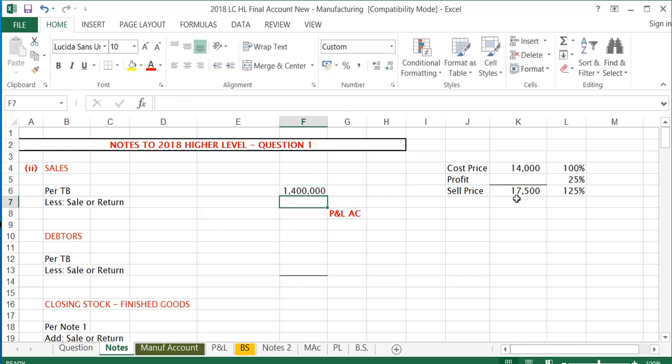So the sales from the trial balance I can see are 1.4 million. And I'm going to take away the sale or return, because that shouldn't be included, of 17,500, which leaves me with 1,382,500. And there's no more changes to sales throughout the question, so that's the figure that will go in the profit and loss account.